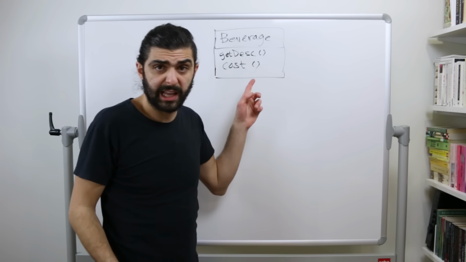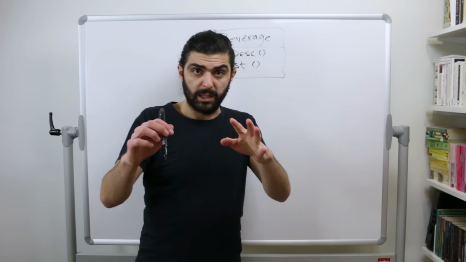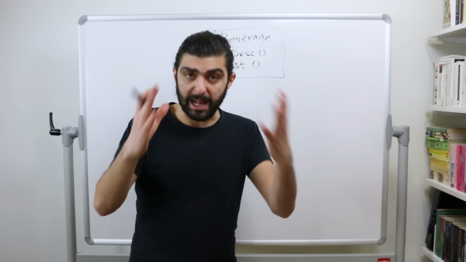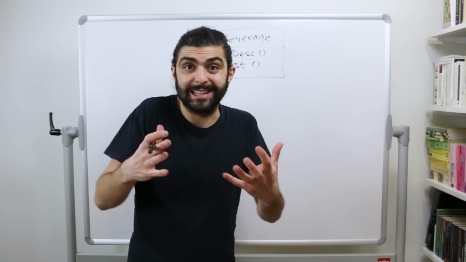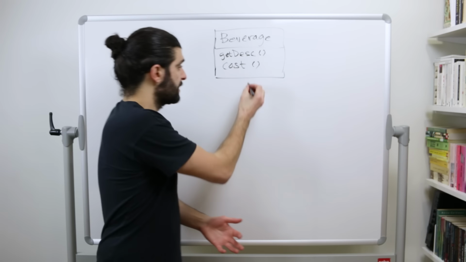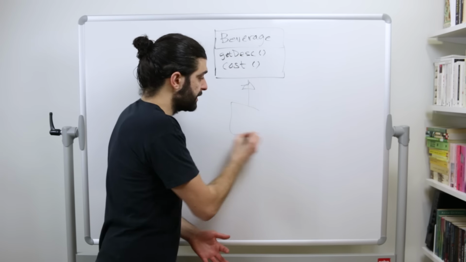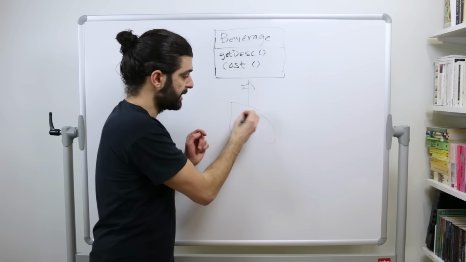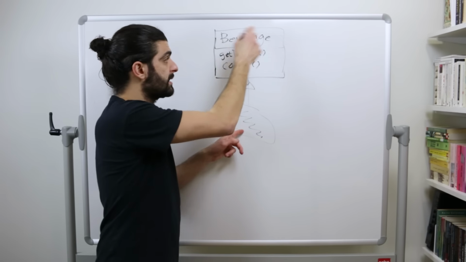And this beverage class is an abstract class. If you're not familiar with abstract classes, they are essentially classes that cannot be instantiated. So something has to inherit from beverage, and then you can instantiate that thing, but you can never instantiate this thing.